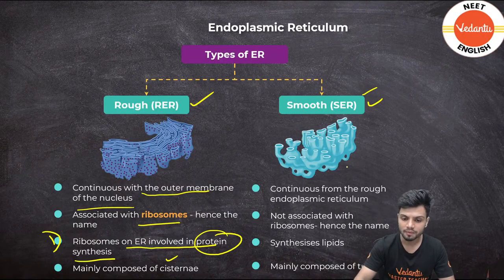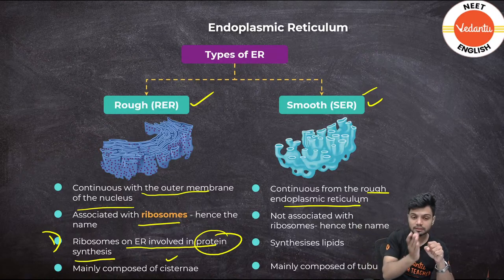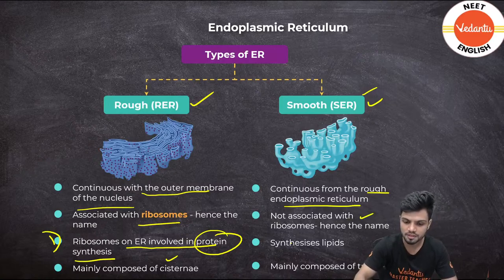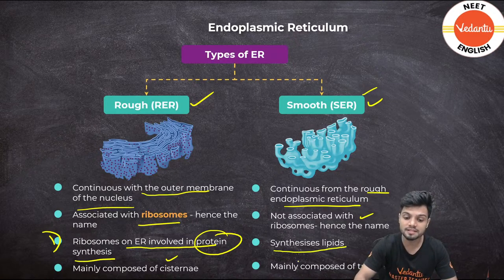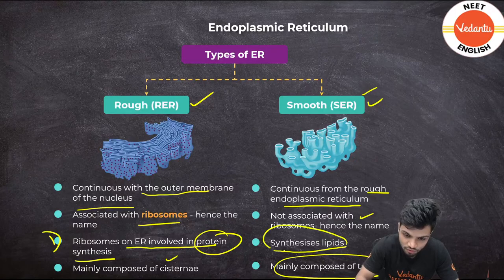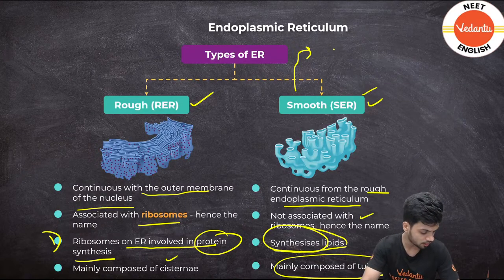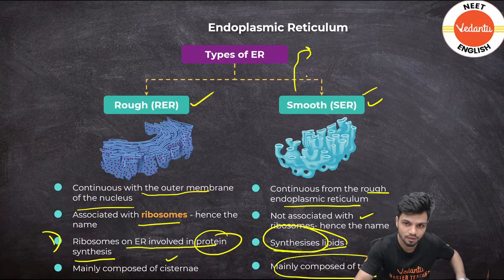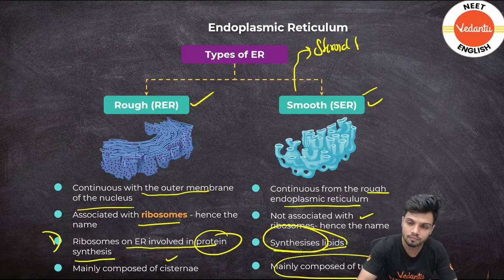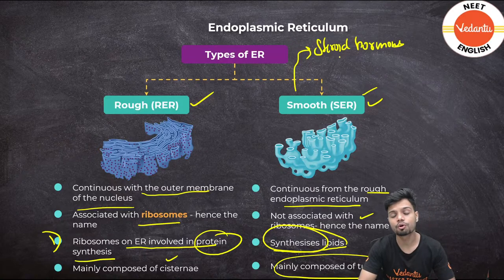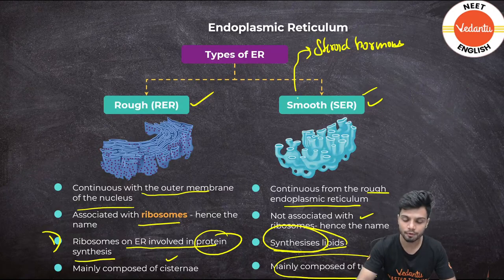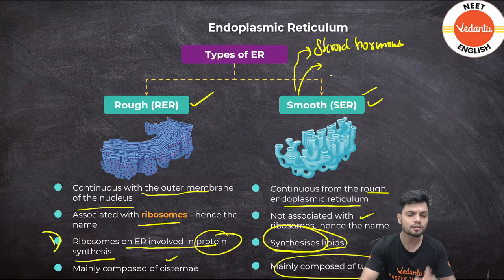Smooth endoplasmic reticulum is continuous from the rough endoplasmic reticulum. Remember, smooth is continuous from the rough, but not associated with ribosomes. It is involved in the synthesis of lipids, and is mainly composed of tubules. Apart from lipids, it also produces certain steroid hormones, such as progesterone and testosterone. It is involved in the production of testosterone.